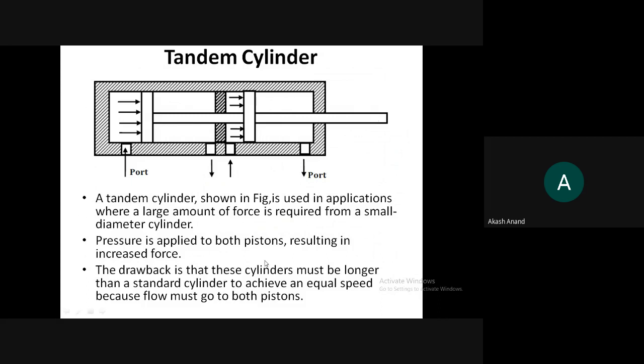So the drawback is that this cylinder must be longer than a standard cylinder to achieve an equal speed because flow must go to both pistons. So to get the same speed for two different cylinders, what we have to do is increase the length of the tandem cylinder in order to get the same speed as that of an ordinary actuator. Okay, so this is another type of actuator.